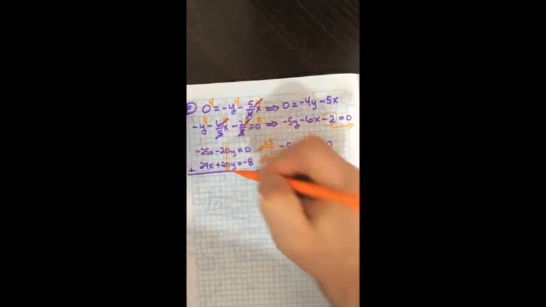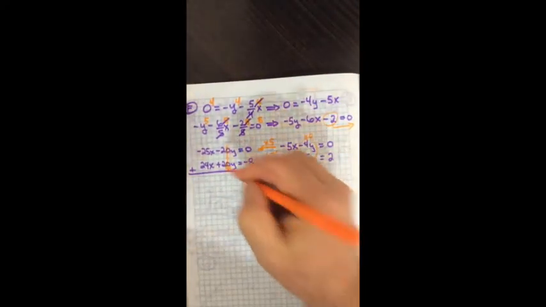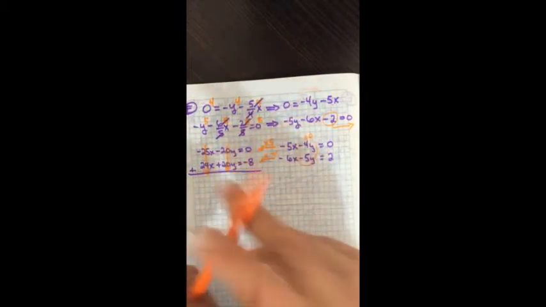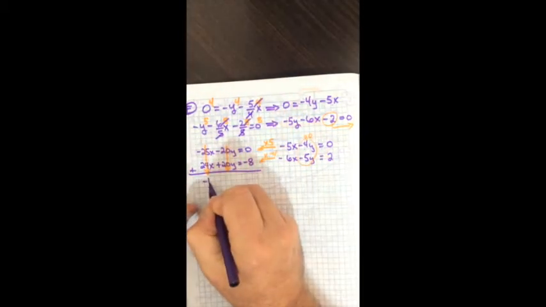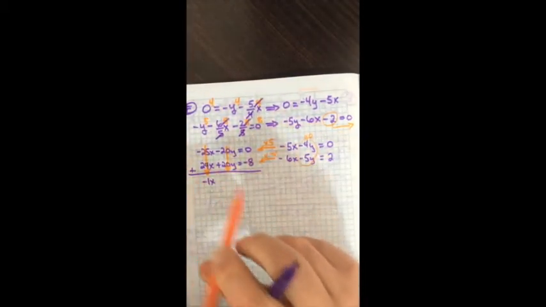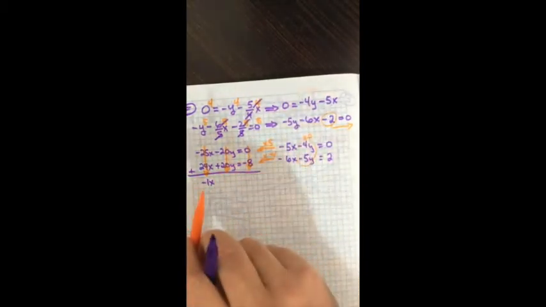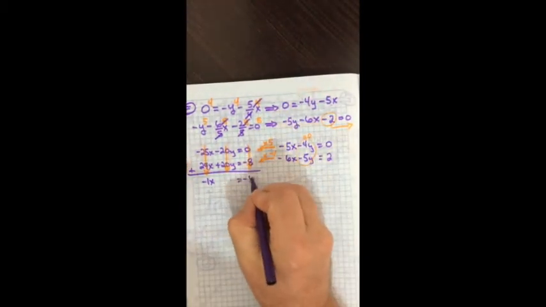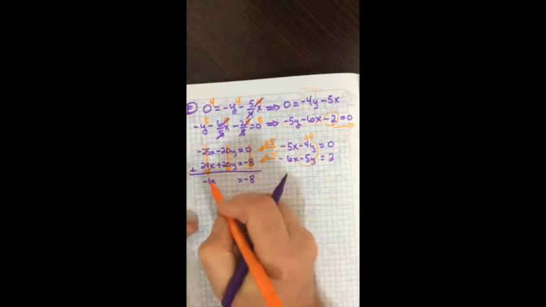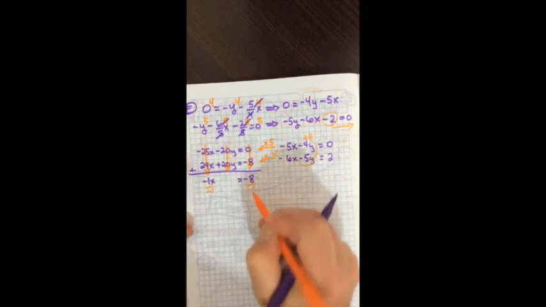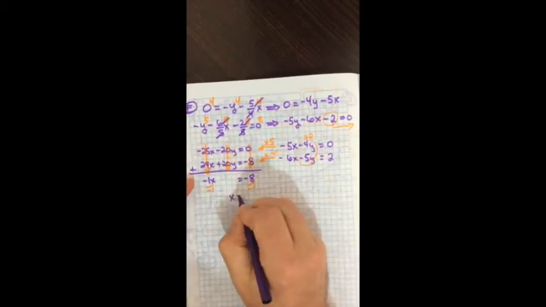See, 20 and minus 20 go away. They got eliminated. Negative 25 plus 24 is negative 1x. And 0 plus negative 8 is negative 8. Let me just divide off this negative 1, and we have x equals 8.